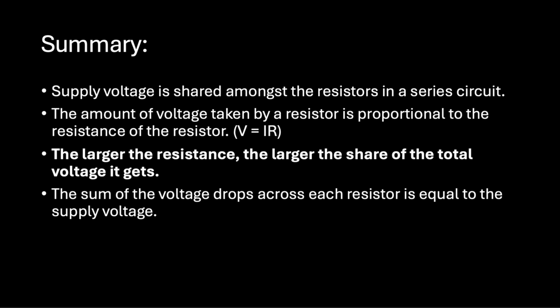In summary, supply voltage is shared amongst the resistors in a series circuit. The amount of voltage taken by a resistor is proportional to the resistance of the resistor. V equals IR. The larger the resistance, the larger the share of the total voltage it gets. The sum of the voltage drops across each resistor is equal to the supply voltage.